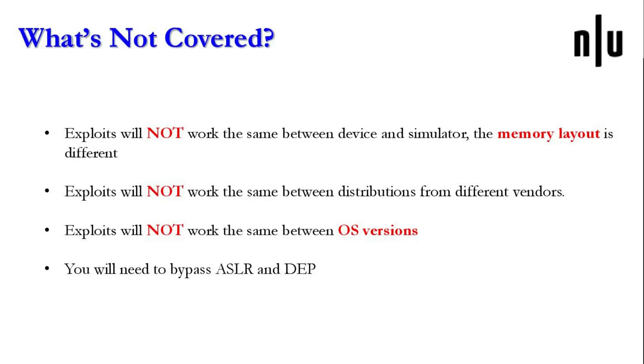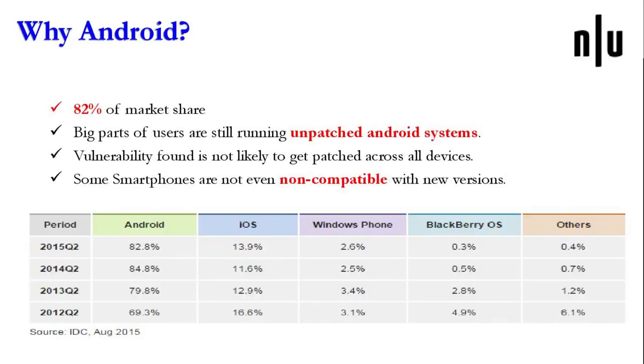So, why Android? Android has 82% of the total market share, and I'm talking about 2015. Now I think it's more than 87%. So we have 82.8% for 2015 Q2: 82.8% Android, 13.9% iOS, followed by Windows Phone and BlackBerry OS, which is of course dying because now they have shifted towards Android as well.